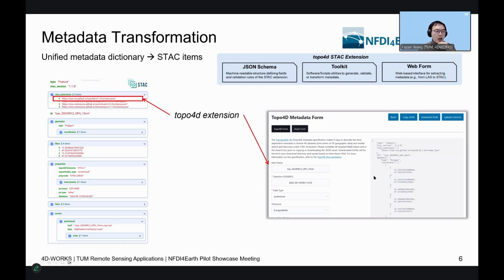Additionally, we also provide a user-friendly web form, which can be used by non-programmers, which allows you to just upload the point cloud files and create metadata STAC items. From both of these tools, we can get a GeoJSON, which is also a STAC format for the STAC items. It's a standardized metadata for our data.